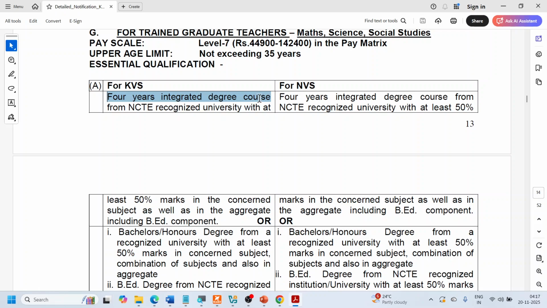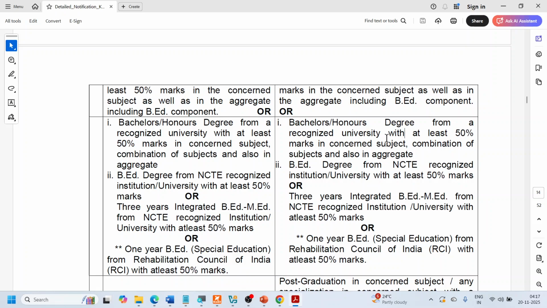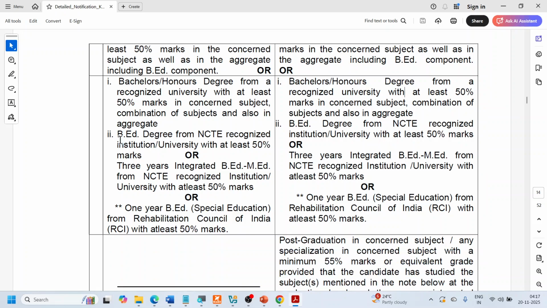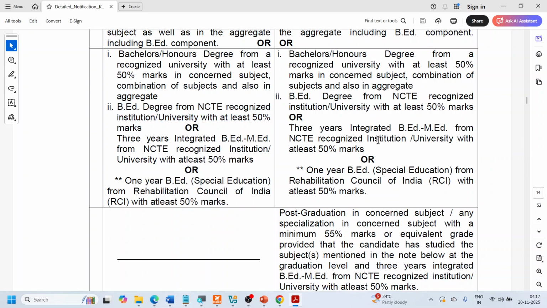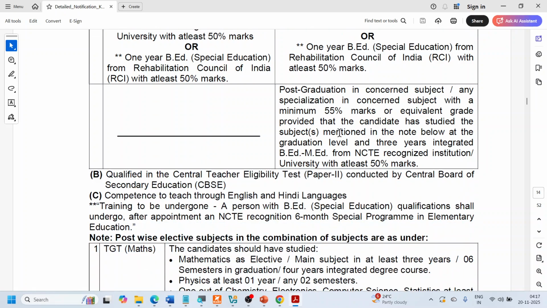A 4 years integrated course from a recognized university. If you don't have it, don't worry. You have to have a bachelor or master degree in the concerned subject. So, if you want to become a primary teacher or a high school teacher, you have to have a bachelor degree, and then the second condition is you must have a B.Ed. So this one or integrated B.Ed, anything will work. Otherwise they have said that you must have a post graduation in the concerned subject.